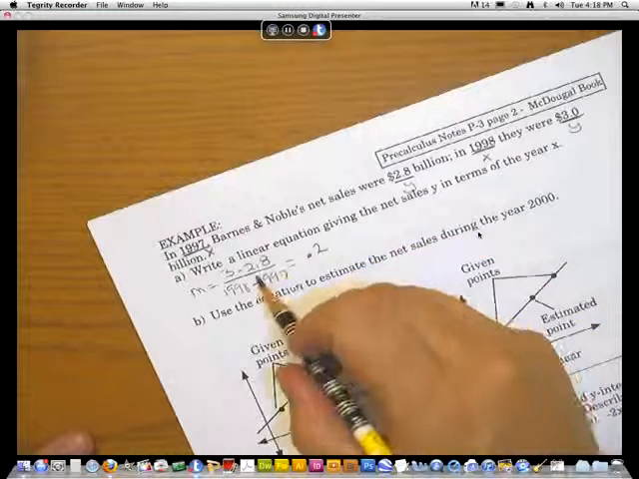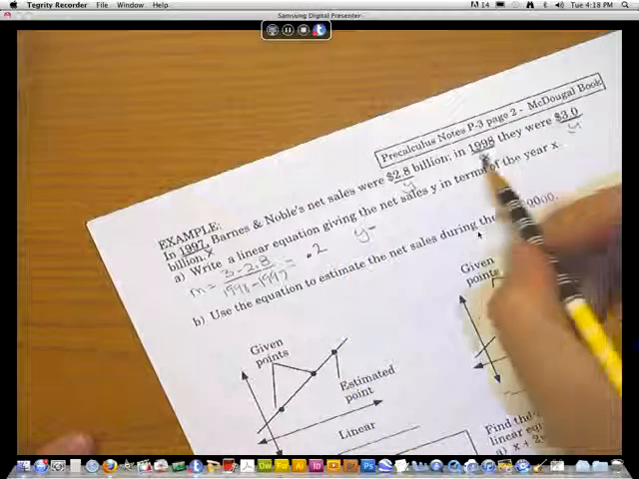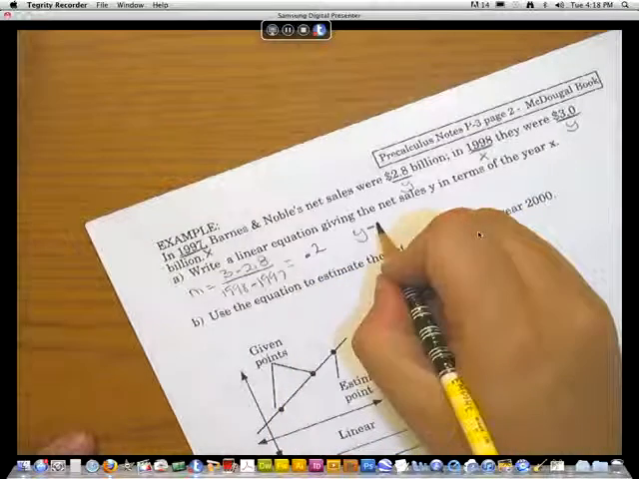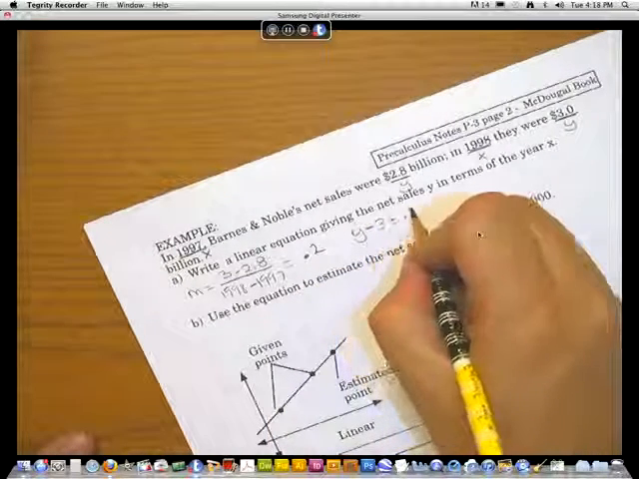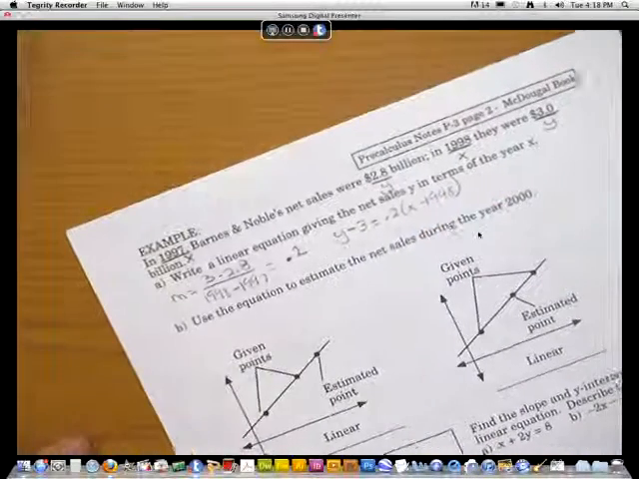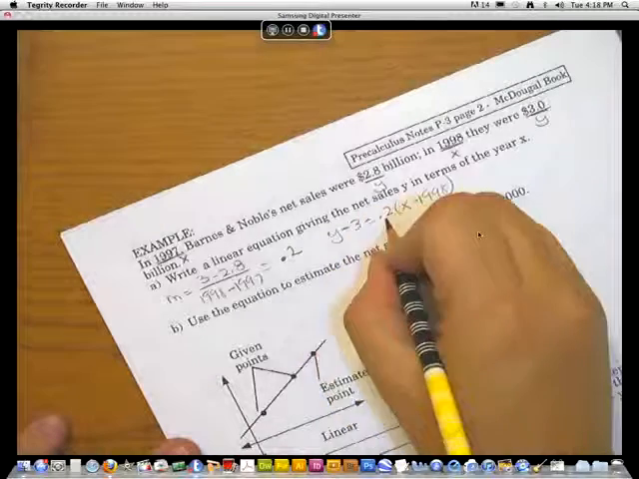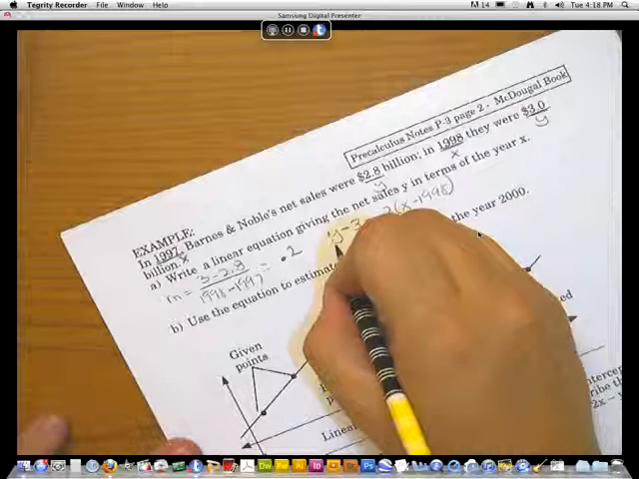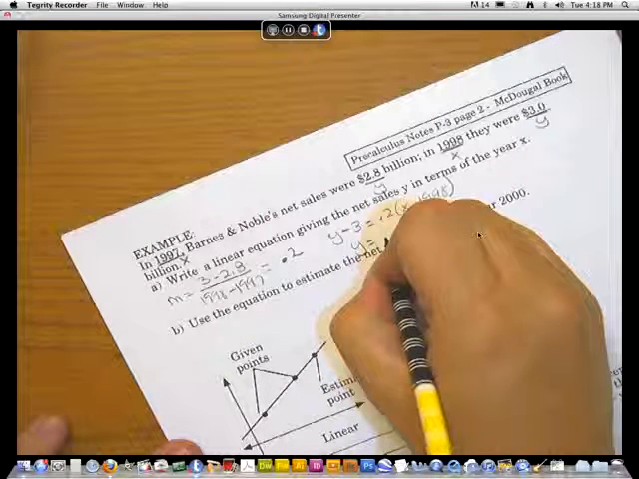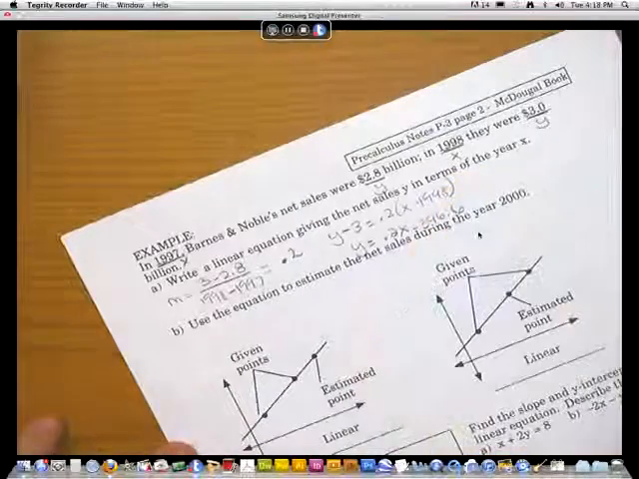Alright, so if we know the slope, then we're going to use the point slope formula. I'm going to choose the second point, but it doesn't matter which one you choose, and put it in the point slope formula. And solve it down from there. So here we're going to distribute the negative 2 and then add over the 3. You should get y equals 0.2x minus 396.6.